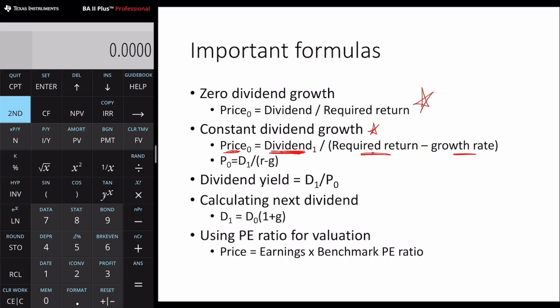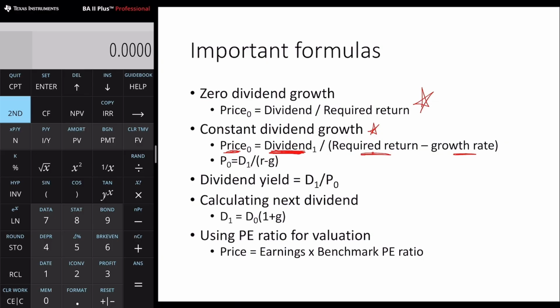But for this formula, what's important to understand and remember is that we need to include D1, which is the next dividend paid, the dividend paid at the beginning of next year or at the end of this year, however you want to look at it. Okay, so that's probably the most important formula. There's also the dividend yield, which we define to be the next dividend paid divided by the price today. And then there's a formula here allowing you to figure out how to calculate the next dividend.